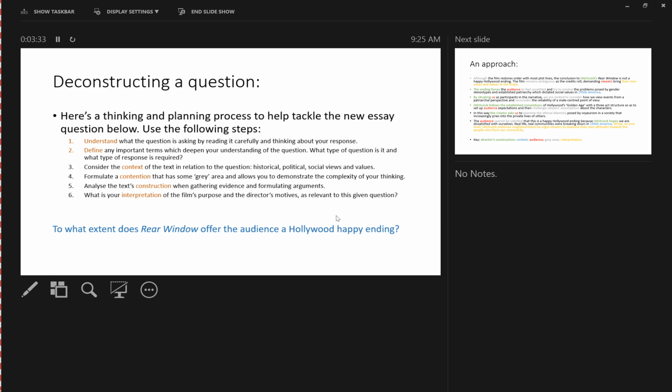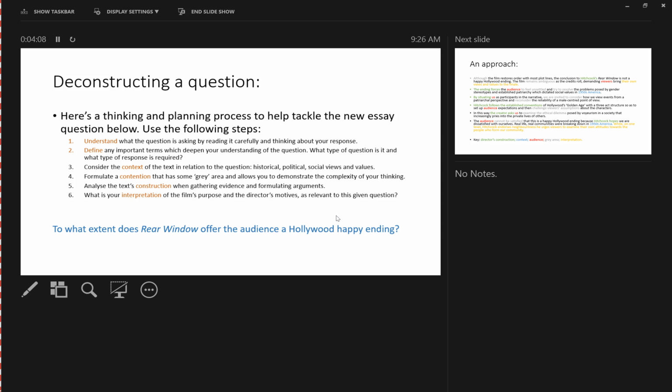At that point, once we've considered all this broader level stuff, then it's a good idea to start formulating your contention and find some grey area that allows you to demonstrate that you're not simplistic in your thinking. If you agree with a statement wholeheartedly and don't present much range other than what the topic suggests, then you'll not be rewarded. So you've got to demonstrate your thinking, find some of that grey area we've been talking about in classes.